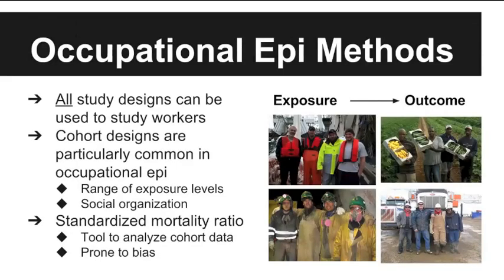When it comes to analyzing the data that gets collected, linking exposures and outcomes, all epidemiological study designs can be used to study workers, including randomized control trials and cross-sectional designs. But cohort designs are particularly common in occupational epidemiology. Workers experience a range of exposure levels, from very high levels of exposure to very low levels of exposure. And by taking a group of people who are similar in some ways, but whose exposure levels vary, occupational epidemiologists can explore dose-response relationships between exposures and outcomes.